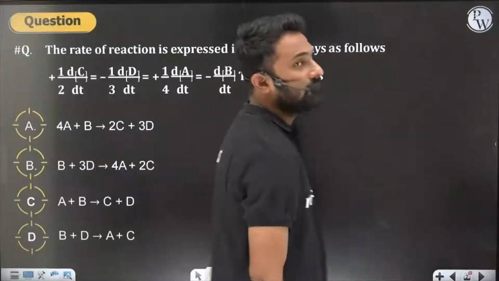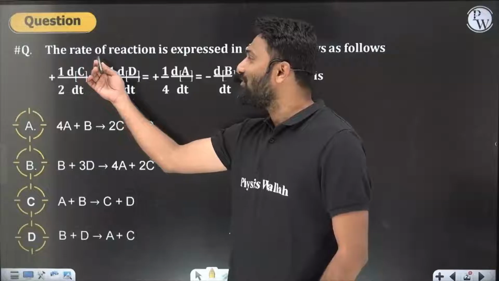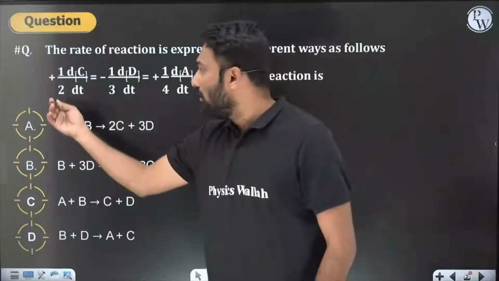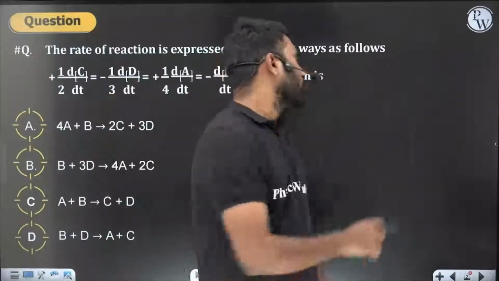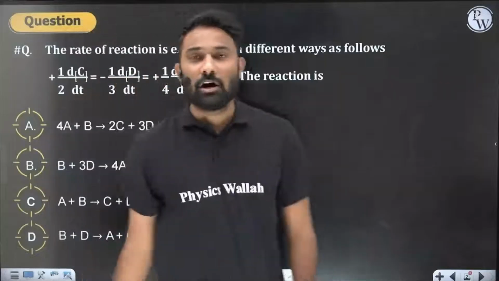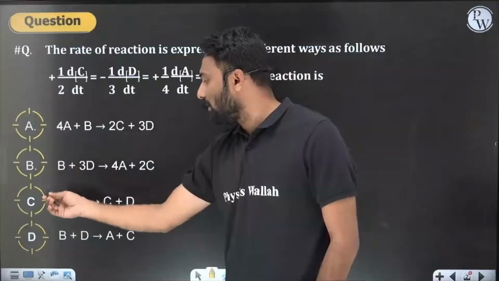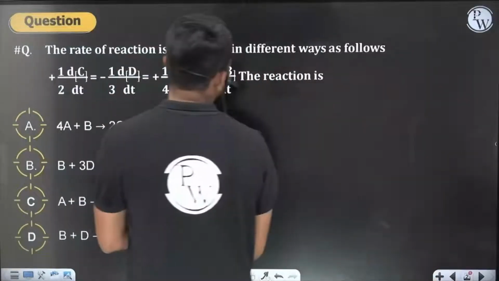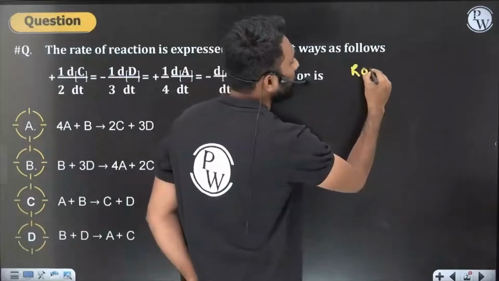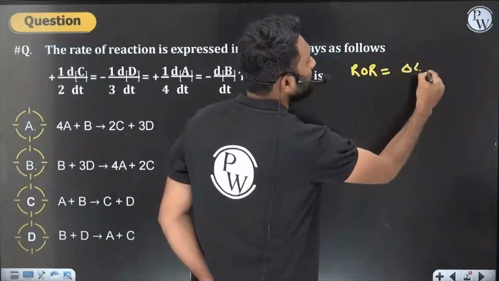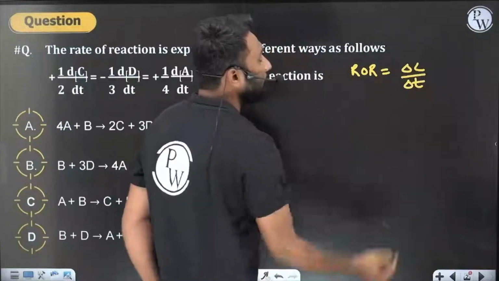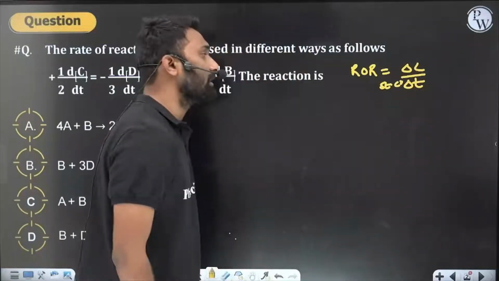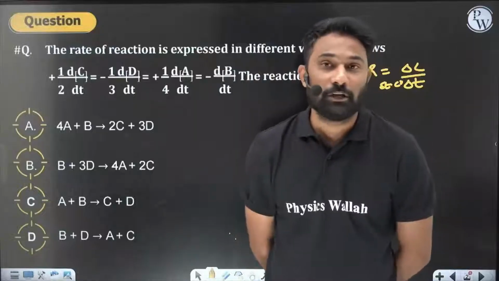Now the first question. What are they asking? The rate of reaction is expressed in different ways as follows. Now the reaction is given with the options A, B, C. Which one will match this rate of the reaction? The rate of the reaction is equal to the change in concentration by change in time, divided by its stoichiometric coefficient.